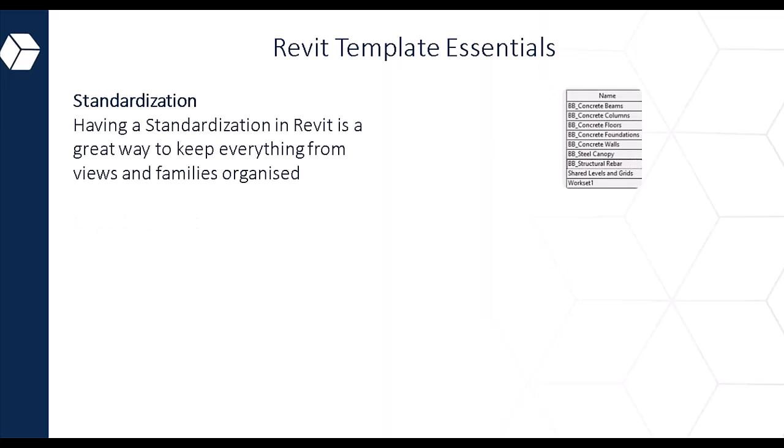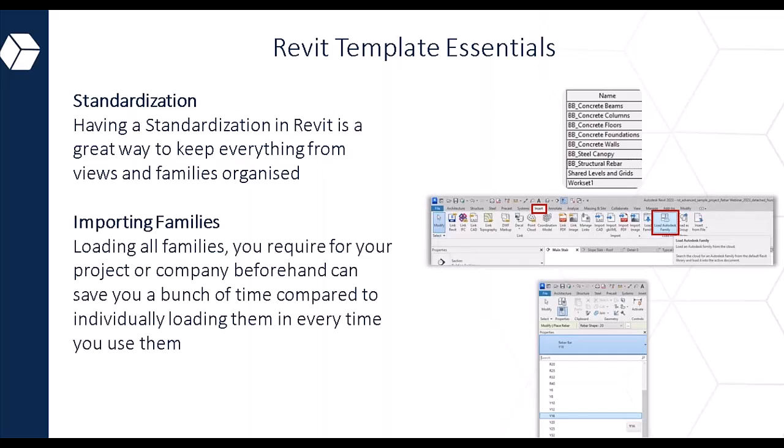So these are just some of the essential things that we think you would need to include in a Revit template. Standardization. Having standardization is a great way to keep everything from views, families, annotations, all organized within your Revit template. Importing families and loading families you require to your project beforehand can save you a bunch of time compared to individually loading them in as and when you need them.